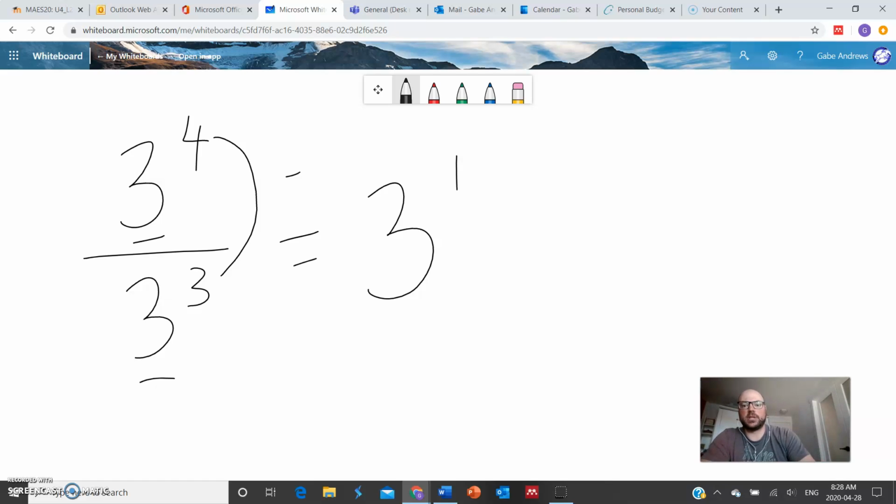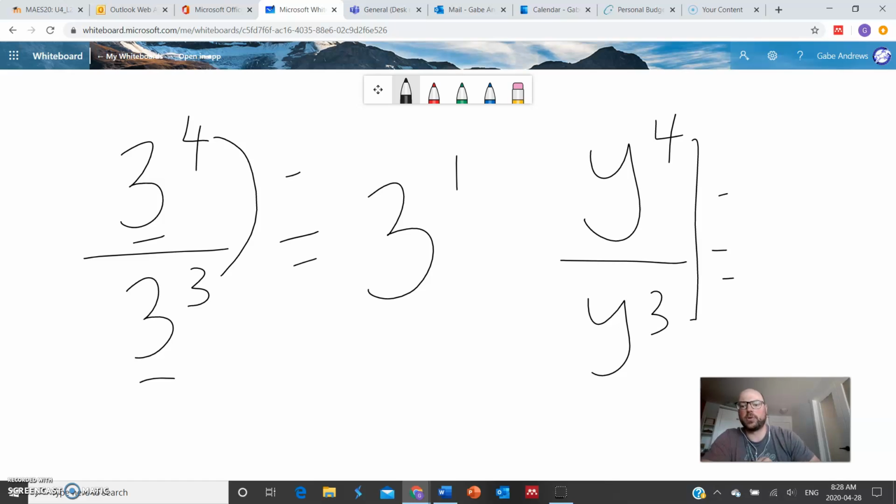The same thing would happen if you had a letter. So if we had y to the power of 4 and y to the power of 3, same thing would happen there. We would subtract our exponents. Our base stays the same, so that would simplify to y to the power of 1.